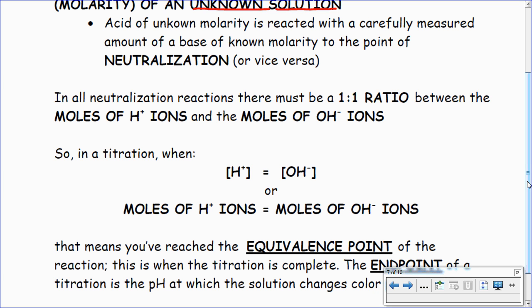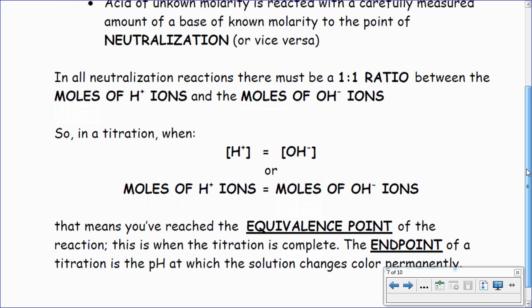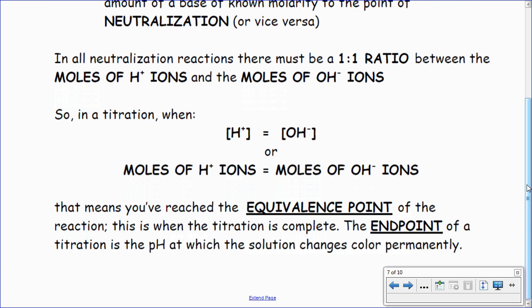In all neutralization reactions, there must be a 1-to-1 ratio between the moles of H plus and the moles of OH negative. So in a titration, whenever H plus equals OH negative, we've got the equivalence point of that particular reaction. This is when the titration is complete. So we call the equivalence point when the titration is complete. The end point of titration is when the solution changes color permanently. So when we've got our indicator in there, it starts to change color. We've kind of hit the equivalence point. When it stops changing color and stays pink, yellow, blue, whatever color it ends up being, that's when we've really hit our end point of the titration.